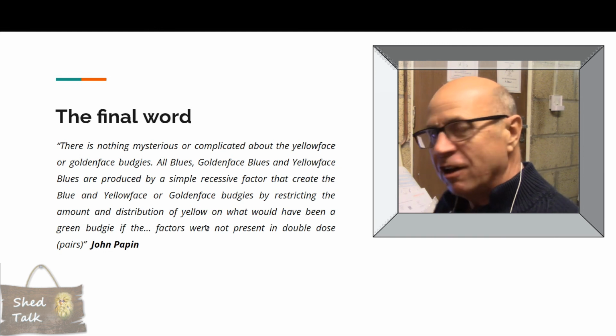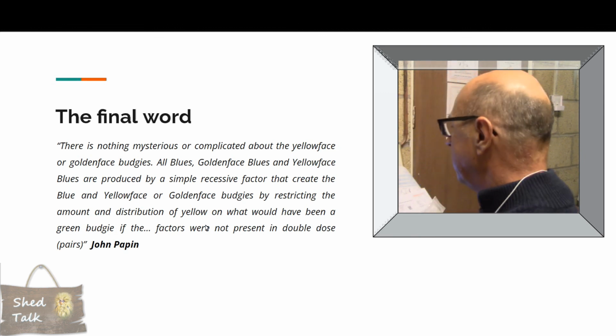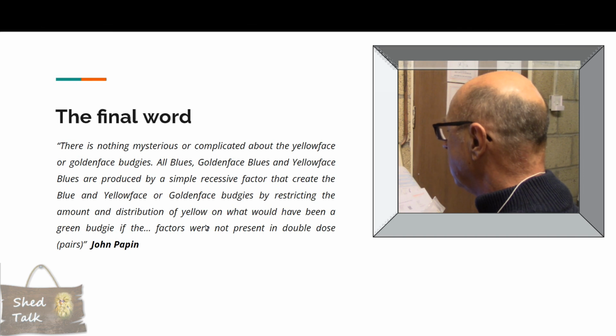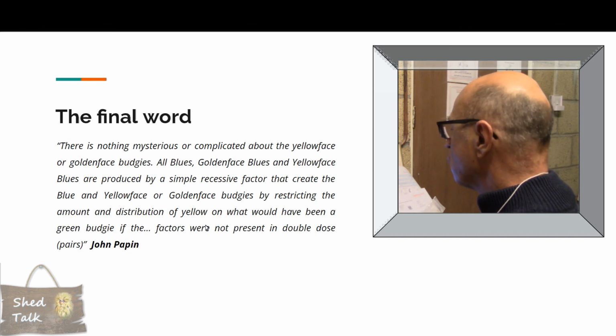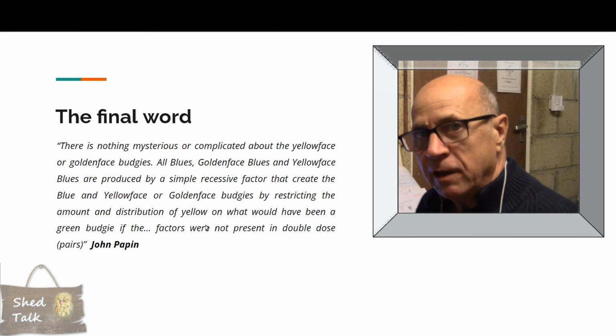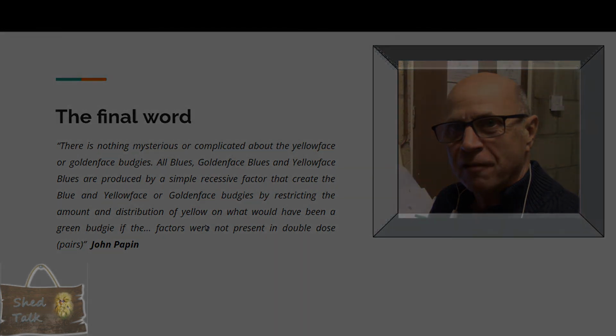So in this final slide, I leave the final words to John Papin from the USA, and he said there's nothing mysterious or complicated about the yellowface or goldenface budgerigars. All blues, goldenface blues and yellowface blues are produced by a simple recessive factor that creates the blue and the yellowface or goldenface budgies, by restricting the amount and distribution of yellow on what would have been a green budgerigar if the factors were not present in their double dose pairs. So he makes it very clear, and I'll leave those as the final words on the subject of the yellowface.